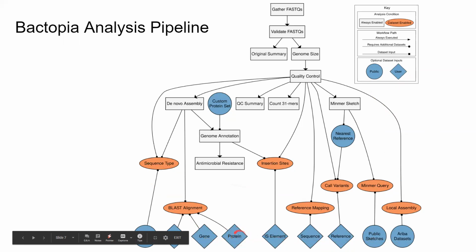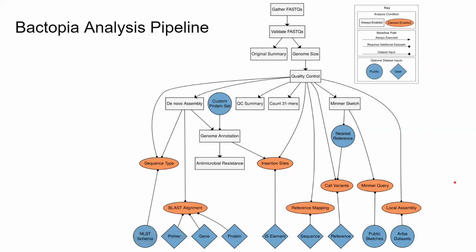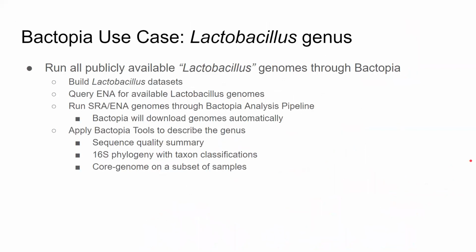The blue diamonds are optional data sets that the user can provide, and the blue circles are data sets that can be downloaded automatically using the Bactopia datasets tool. So yeah, I won't belabor what's happening here. I can circle back at the end, but this is what I would consider a standard bacterial genome analysis pipeline, everything that you might want in it.